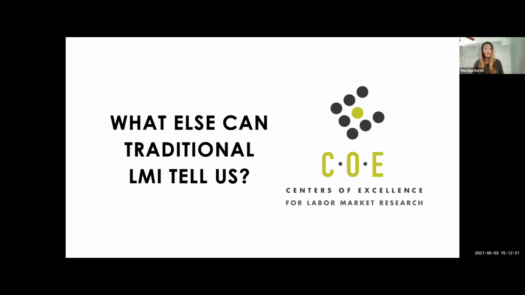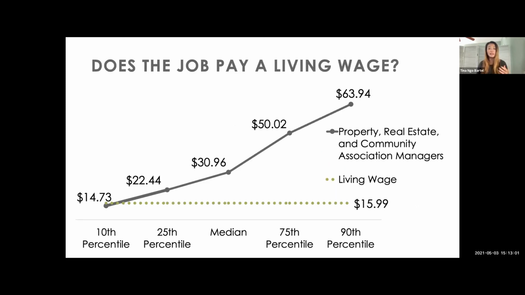All right, okay. So what else can traditional labor market information tell us? We talked about demand and supply, how those data sets are reported, and how it's limited based on how people select different codes and the data they report with the codes. But despite those limitations, we can see some trends, right? Using the example again of property, real estate, and community association managers, that SOC code or the occupation I talked about earlier, we use that code and look at all the employment data available, and we can find out how much the position actually pays. So in San Diego County specifically, employers reported paying these wages for property, real estate, and community association managers.